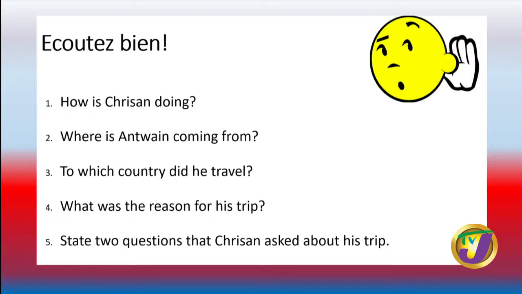Where is Antoine coming from? I know you got it right. To which country did he travel? For what reason was the trip? And what are 2 questions that Kristen asked? Okay, let's look at it together.